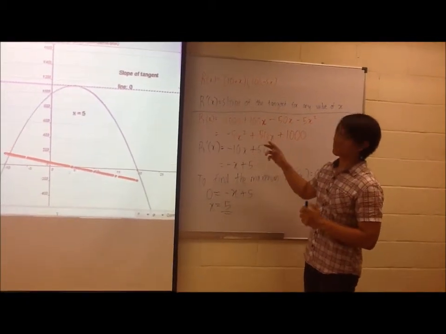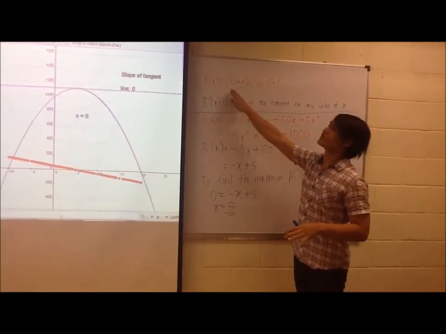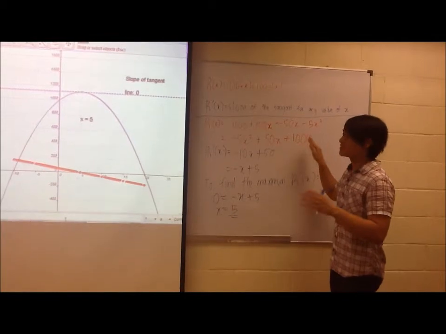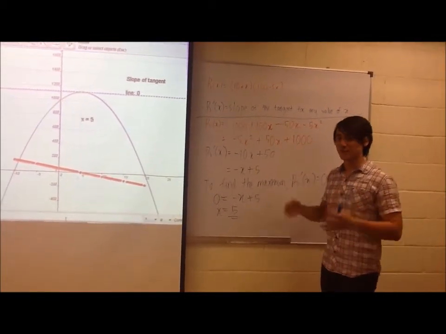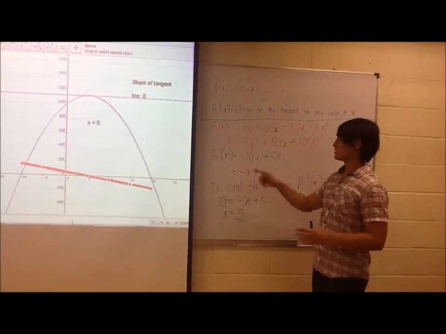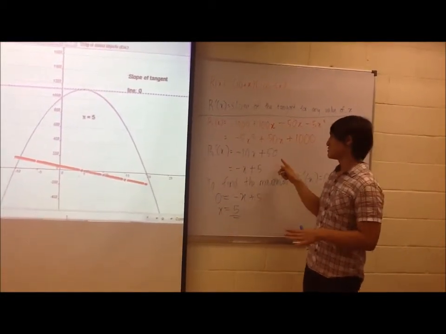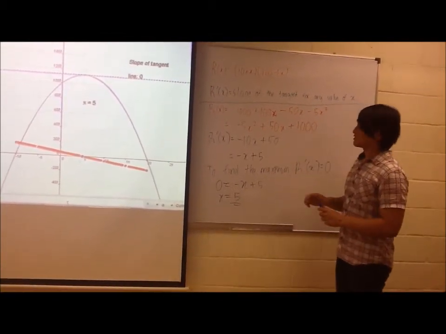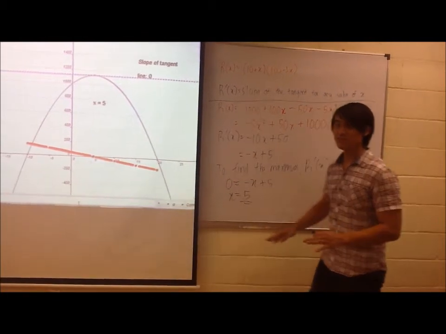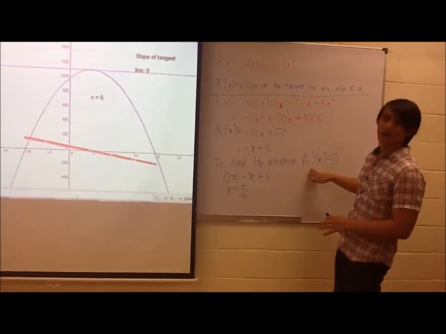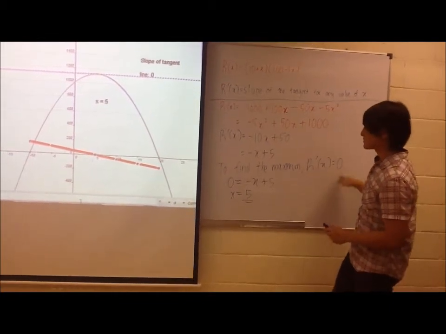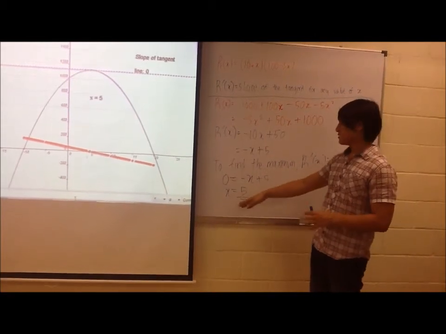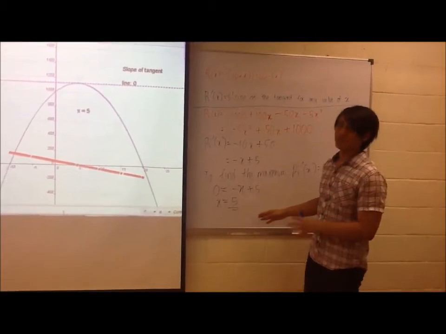Okay, now firstly, you just have to expand this equation to get negative 5x squared plus 50x plus 1000. From there, you just use basic differentiation to get R'(x), which is negative 10x plus 50, simplified to be negative x plus 5. Using this equation, we can now determine the value of x at its maximum by simply equating R'(x) to 0. Now substituting the value into this equation, we get the value of x to be 5. And that's how we do it the easy way.